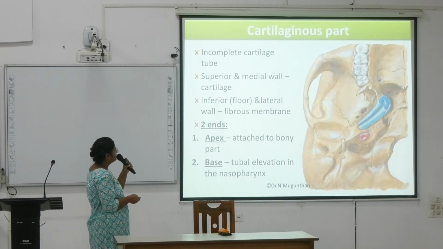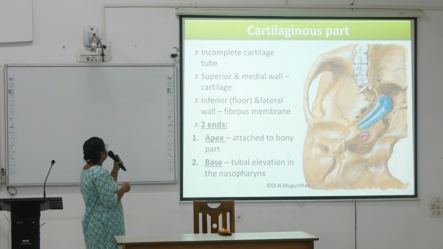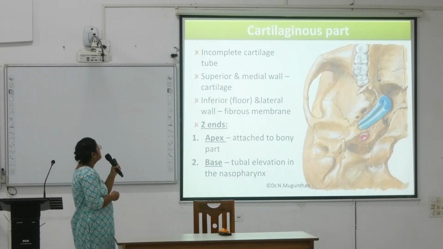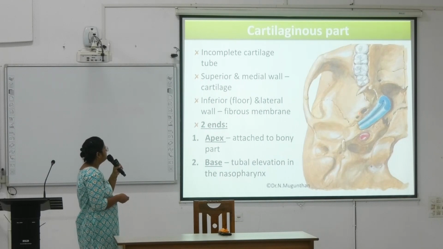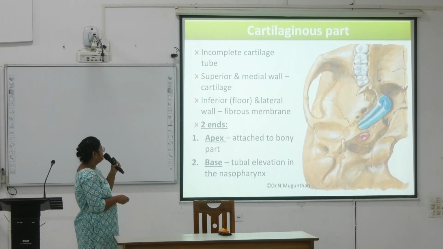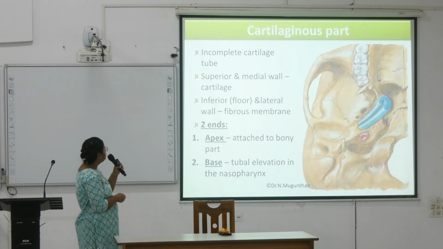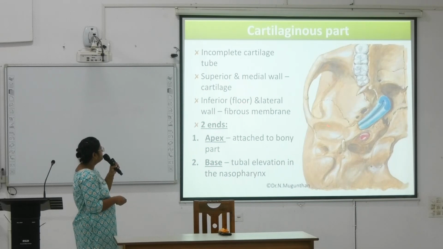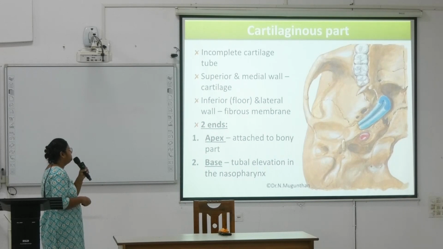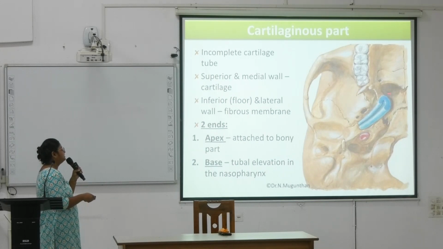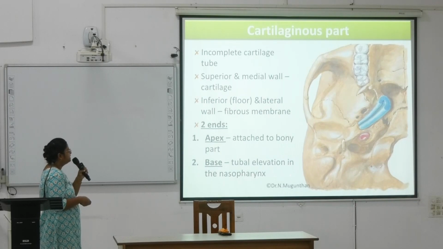This part is the cartilaginous part, you can see here. It is an incomplete cartilaginous tube. Cartilage forms the superior and medial wall, and a fibrous membrane bridges between these two ends, forming the inferior wall or floor and the lateral wall. Two ends: the apex is attached to the bony part, and the base forms the tubal elevation. See, this part forms the tubal elevation in the nasopharynx.